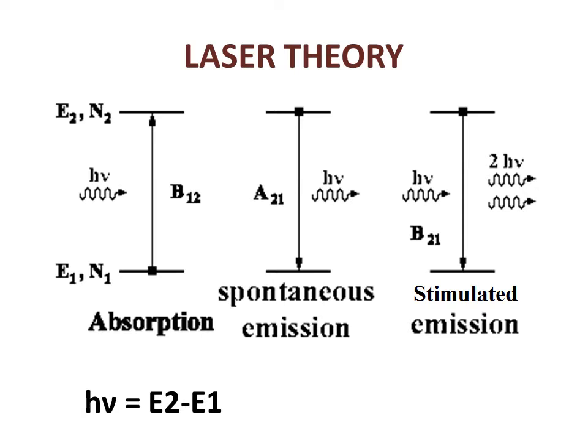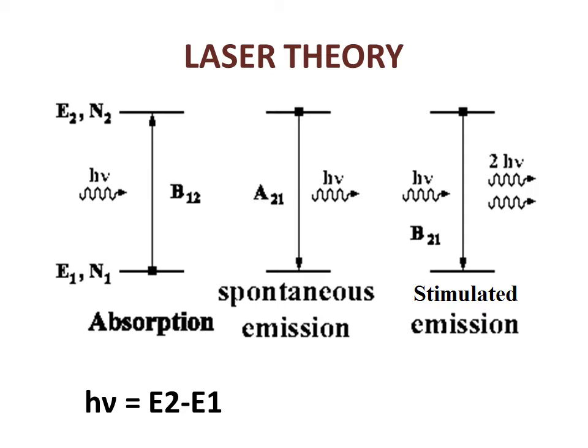Now we will proceed to develop the laser theory, for which we consider a pair of energy levels E1 and E2. E1 is the lower laser level and E2 is the upper laser level, and the populations in these levels are represented by N1 and N2. Population is the number of atoms per unit volume having energy corresponding to a particular level.